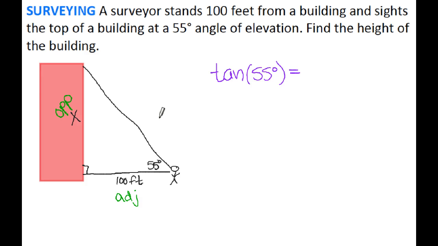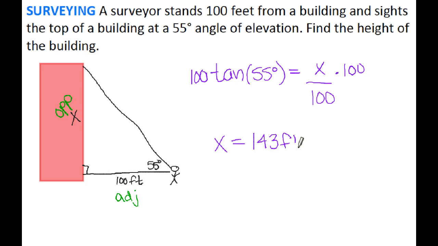So I have tangent of 55 equals opposite over adjacent. I'm going to go ahead and multiply both sides by 100 to get x by itself. So x equals 100 times tangent of 55. And that gives me about 143 feet. So the building is 143 feet tall.